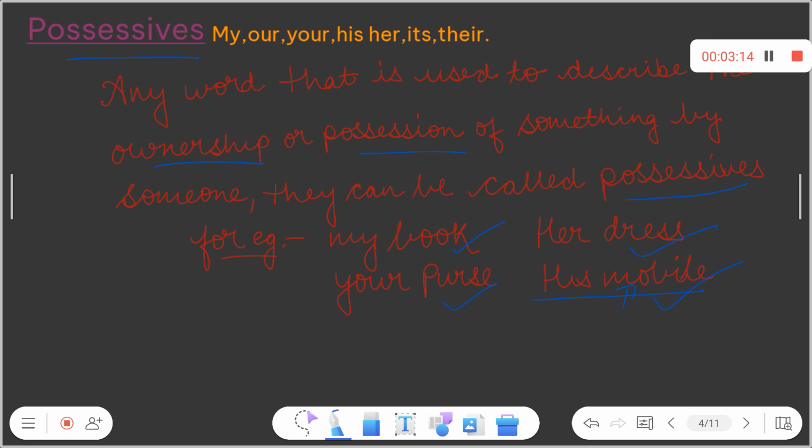When I say my book, alright, if I say this is my book, I'm showing the ownership. This book belongs to me. I'm the owner of this book. So this comes under our possessive.